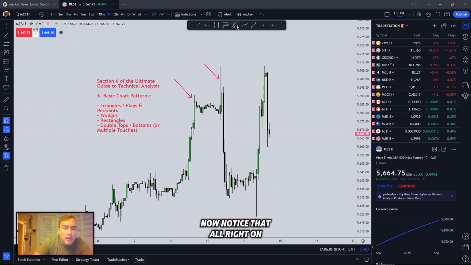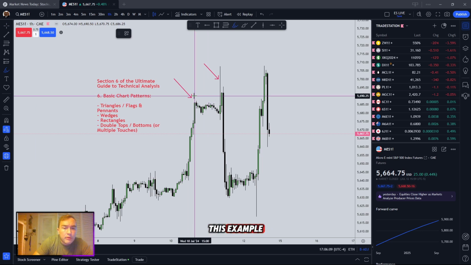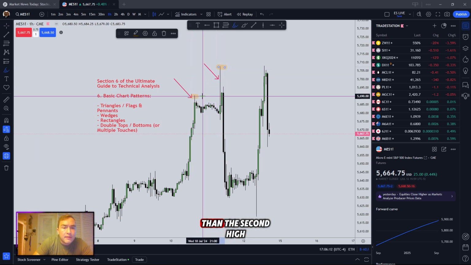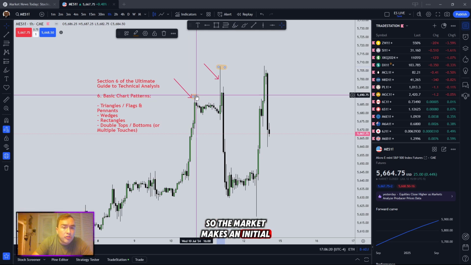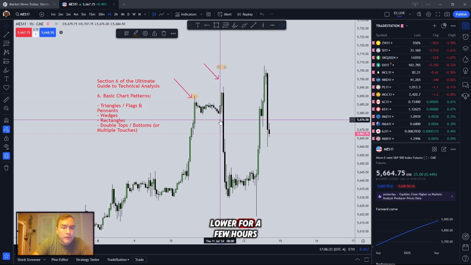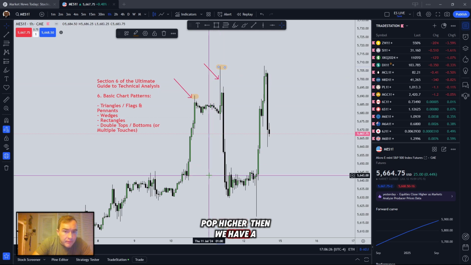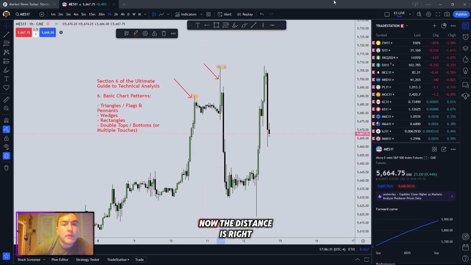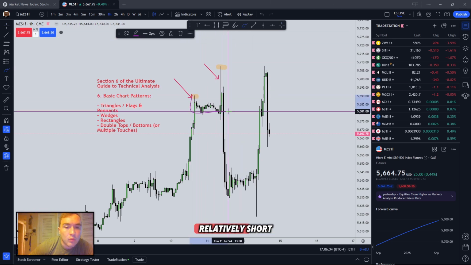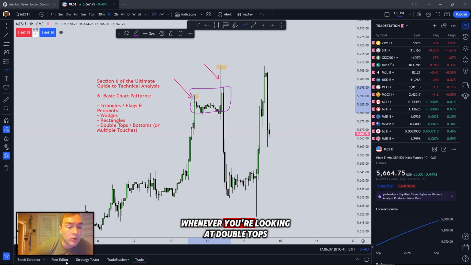Now notice that, all right, on this example, the first high is actually lower than the second high. That's fine, guys. This is not perfect, but it is the market coming in. So the market makes an initial high. We then trade a little bit lower for a few hours, pop higher, and then we have a move down. That's the basic nature of a double top. Okay. Now the distance, right? Notice that this is a relatively short distance. Whenever you're looking at double tops or double bottoms, ideally, from a day trading perspective, they should be around the same period of time. They should not be too far apart.